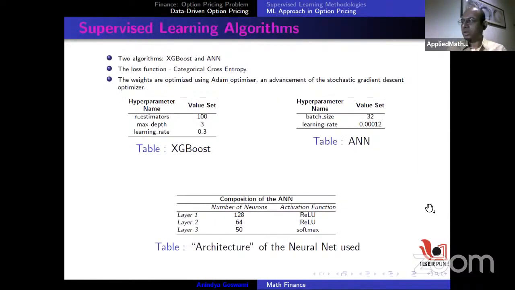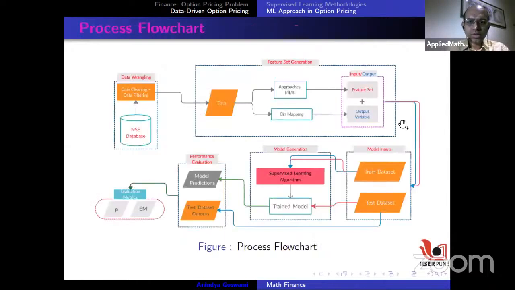Okay, and now the participants who are really interested in working in this direction may possibly need a little more, so you can take a screenshot of this. These are the hyperparameter values of XGBoost and ANN that we have used, the layers, and the loss function is categorical cross entropy. So this is the experiment setup.